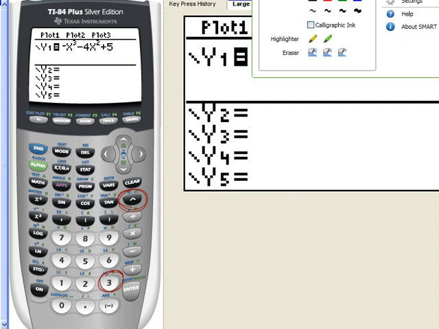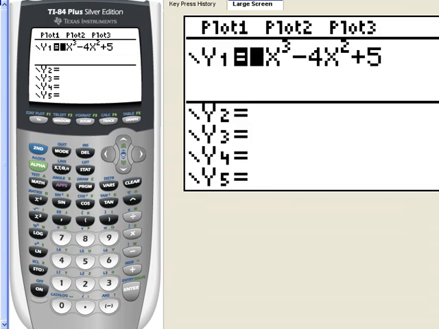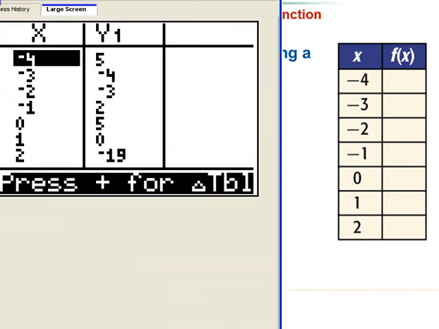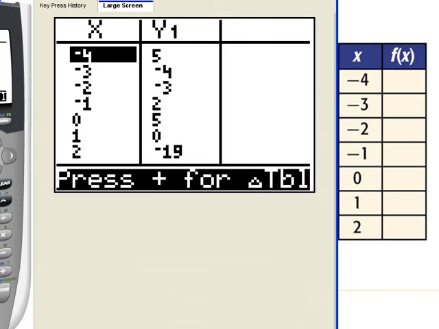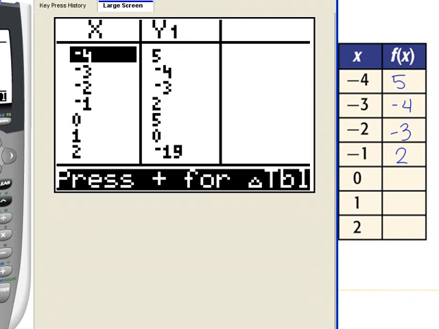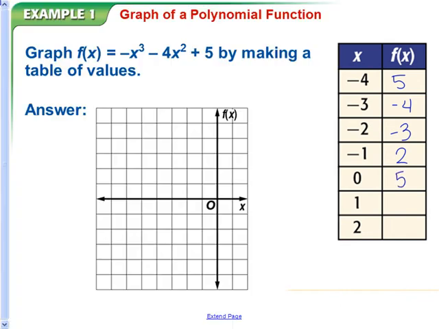And then we get, oh, I need to clear this. Then we go to our table by pressing second graph, and there's our table that we're going to copy down. So I believe it started at -4. Yes, -4. At -4, it was 5, then -3, 2, then 5, 0, 19.